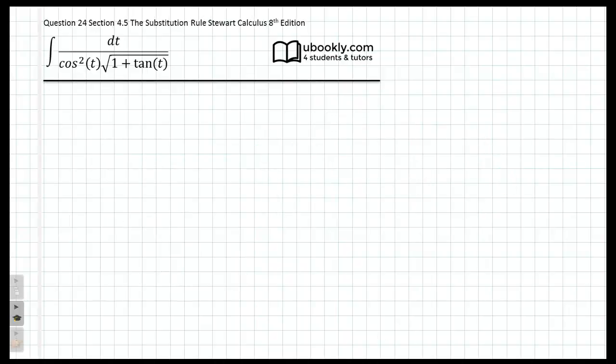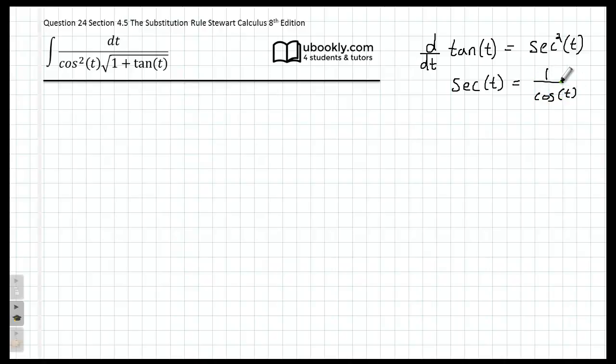Right, next question. The question says take the integral of 1 over cosine squared of t all into the root of 1 plus tan of t dt. Okay, for this one we have to remember again that the derivative of tan of t is secant squared of t. That's a standard derivative. And then we need the identity that secant of t is just 1 over cosine of t. That's what secant means. Secant means 1 over cosine. So secant squared of t would be 1 over cosine squared of t.